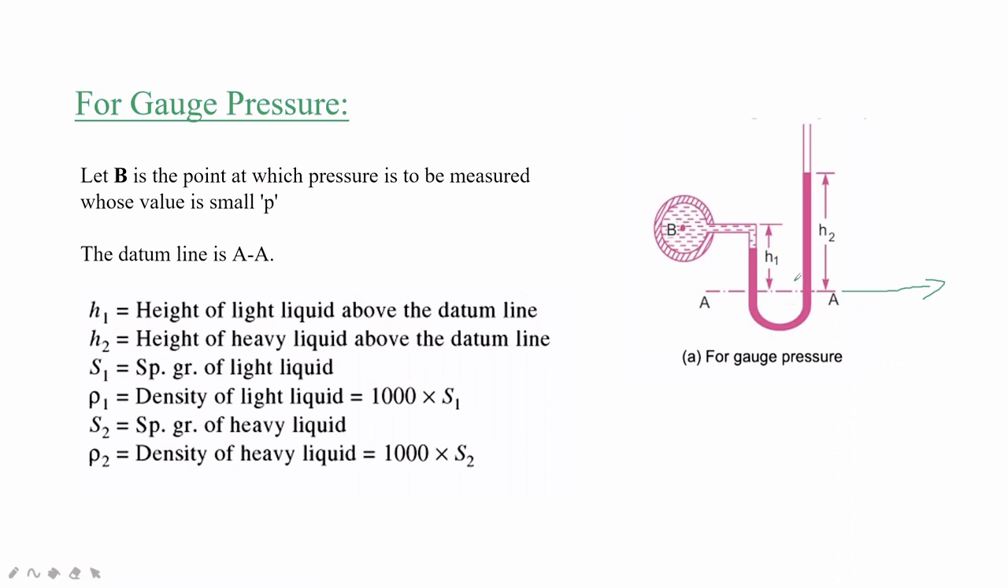Above that, H1. Next, H2, the height of the heavy liquid. It is the specific gravity in the right column. We will take only the heavy liquid, right? So the specific gravity should be higher, so such a liquid is there.